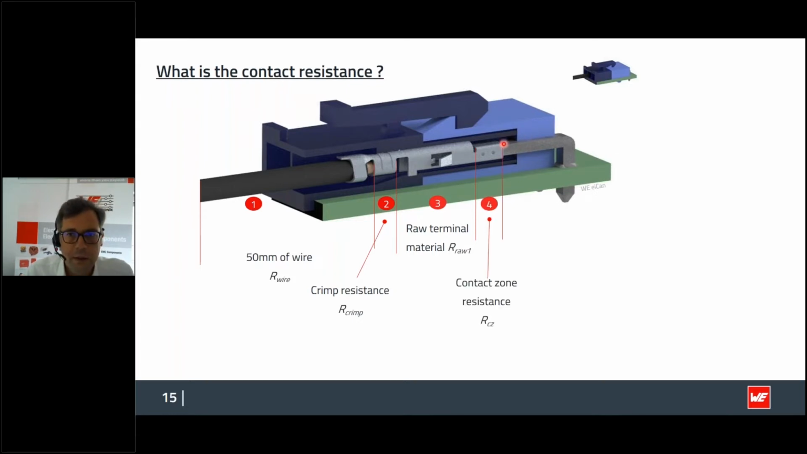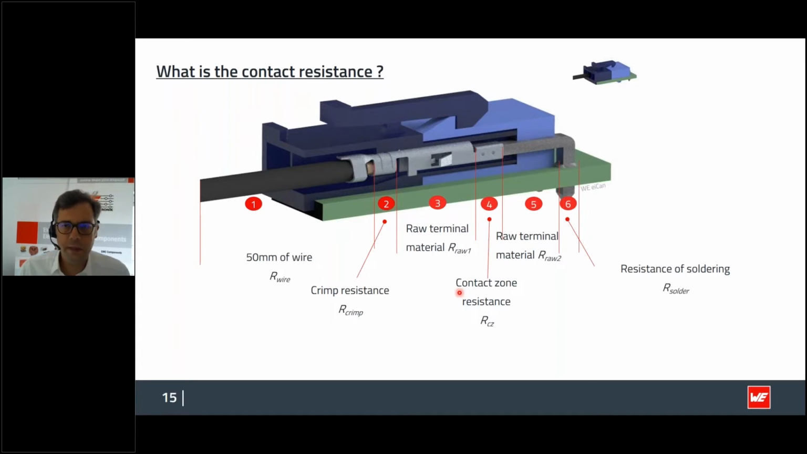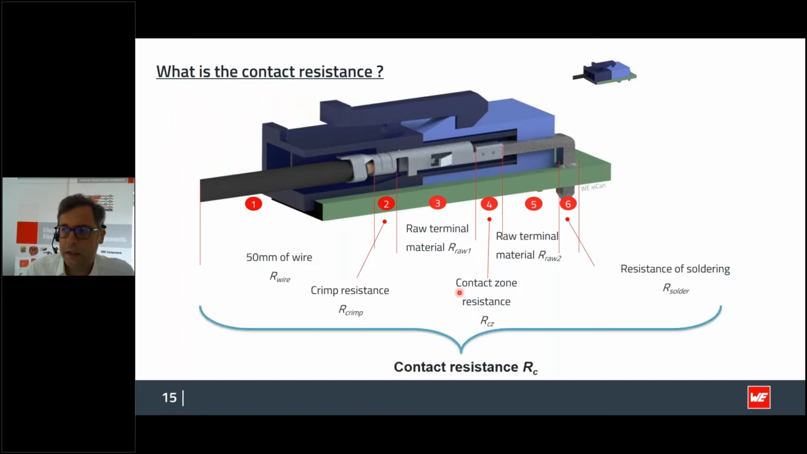Then you have the contact zone, which is quite an important thing. There you have the number of mating cycles that you can perform with a contact zone. I will also show you later on what's behind that. As already said, the raw material of the pin, and last but not least, you have the soldering joint of the connector to the PCB, which also needs to be good. In all, you've got the entire contact resistance RC, which is given over here.